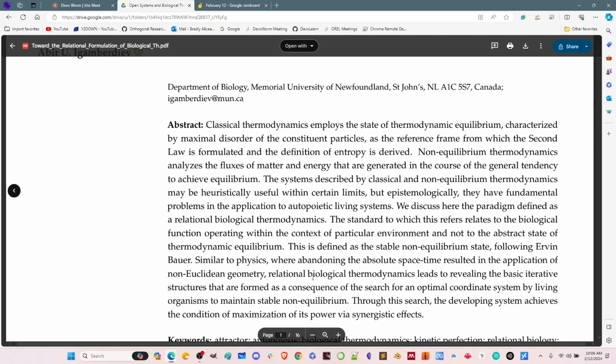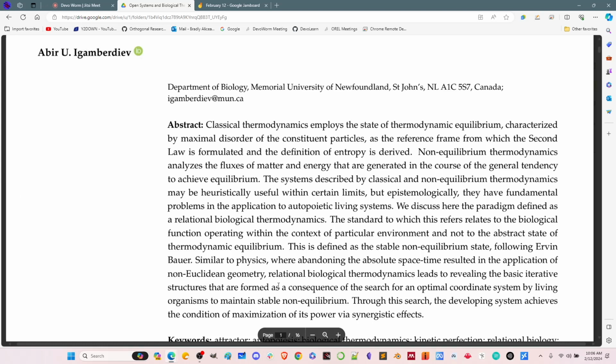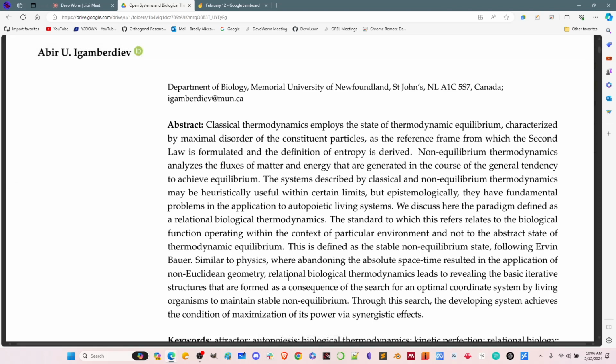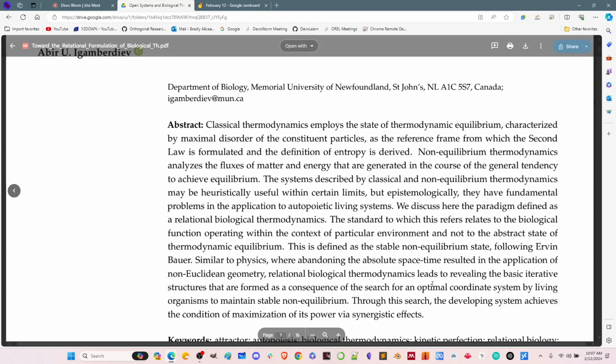So similar to physics, where abandoning the absolute space-time resulted in the application of non-Euclidean geometry. When Einstein came up with his general relativity and his relativity concepts, they abandoned this idea of the ether or of absolute space-time with respect to how the universe was structured. So this is a relation. He thinks of this as a relational way of doing this, and then he says, okay, we can do the same thing in biological thermodynamics and have this sort of relational biological thermodynamics.